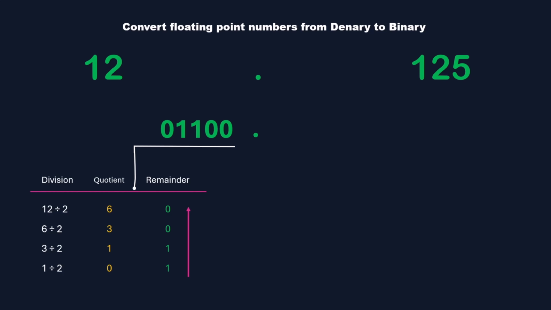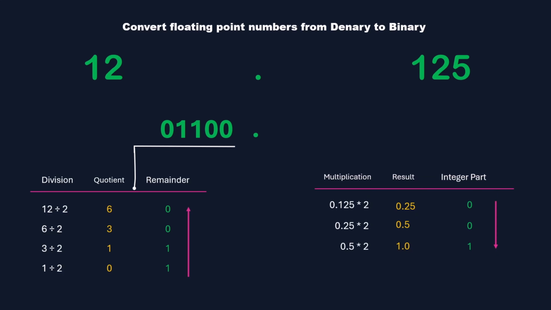Now, how do we convert the fractional part of a number to base 2? For this, we can use the method of successive multiplication of the fractional part by 2, continuing until we reach the whole integer with no fractional part. Here we have 0.125 times 2 equals 0.25, where the integer part of the result is 0. 0.25 times 2 equals 0.5, where again the integer part is 0. And finally, 0.5 times 2 equals 1.0, where the integer part is 1 and the fractional part is 0.